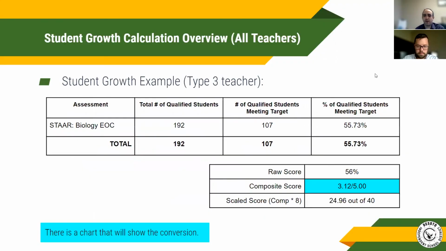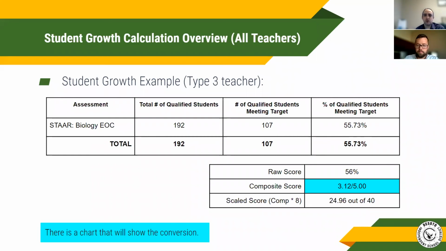So an example of what that might look like is, here's a student growth example for a biology teacher. So that's a type 3 teacher because all they have is STAAR data. So for this teacher, 55.73% of their students met or exceeded their growth target. That was rounded up to 56%. And then in our conversion table, that 56% represents a 3.12 out of 5 on their 5-point scale.